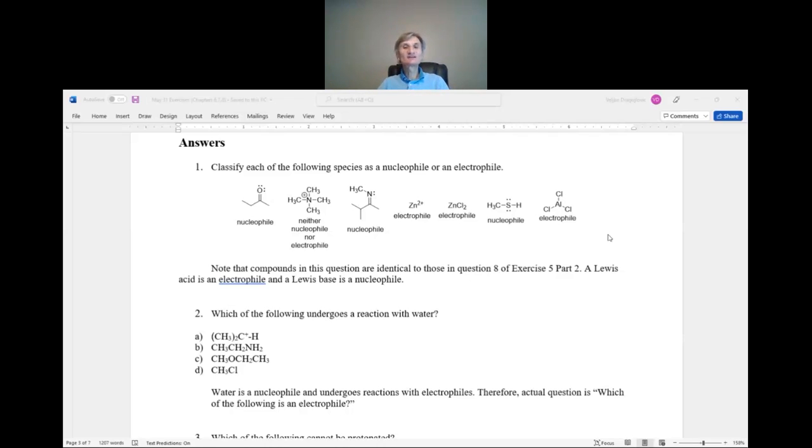So those are nucleophiles and electrophiles. And you need to know which is which, because in polar reaction, it's a nucleophile that reacts with an electrophile, and bond is formed between a nucleophile and an electrophile. Also, you may recall in chapter 5, these identical, same species were part of question 8. Exactly the same species. And Lewis acid is identical to an electrophile and Lewis base to a nucleophile.